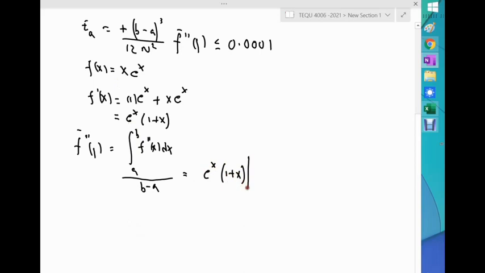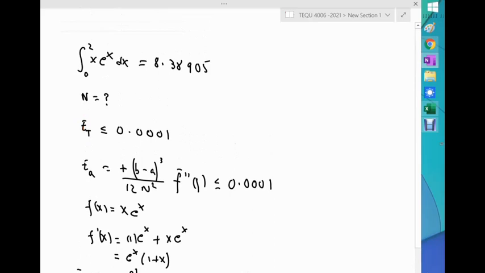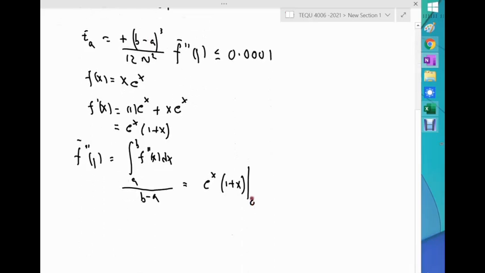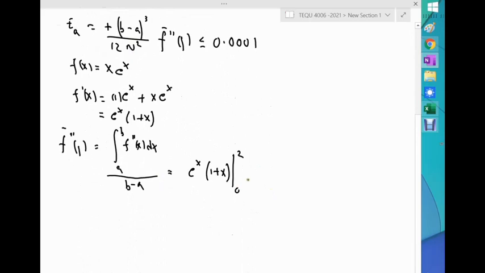Evaluate it now at the limits, which for this integral is between 0 and 2, and that divided by 2 minus 0, that would be 2. So this result, when x is 2, is e to the 2 times 1 plus 2, that would be 3. I can write this here, minus, obviously, everything over 2, minus when x is 0. When x is 0 it is e to the 0 times 1, and that will be 1. See?